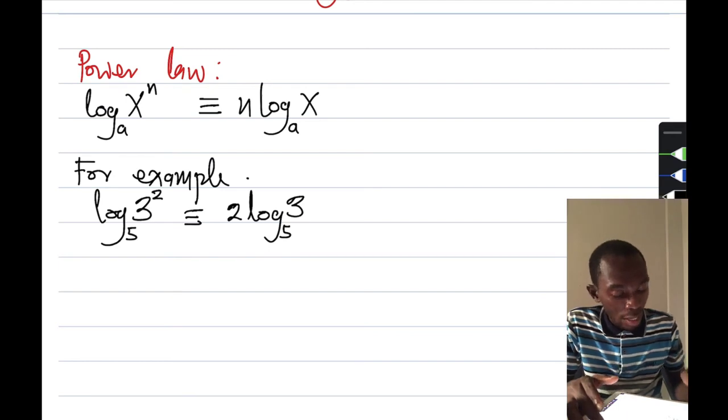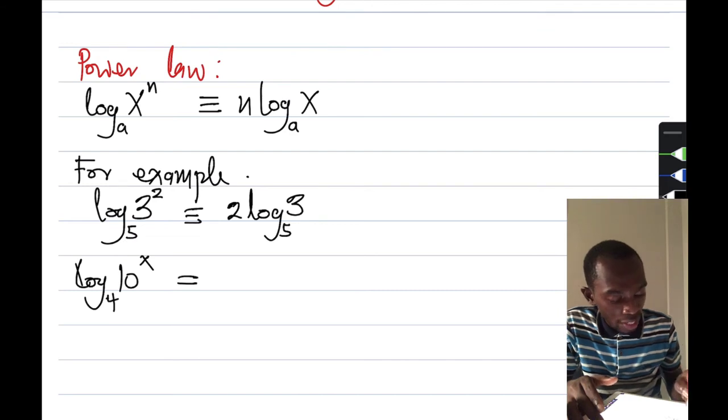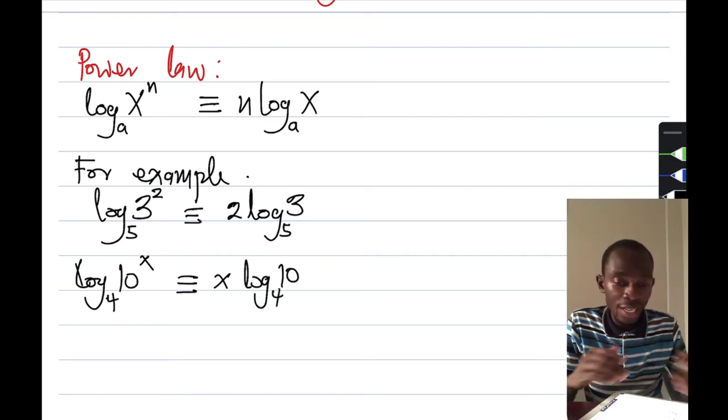All right, then let's do one more time. Let's say log 10 to the power x base maybe 4. This will be equivalent to x log 10 base 4. Okay, so that's how to go about it.